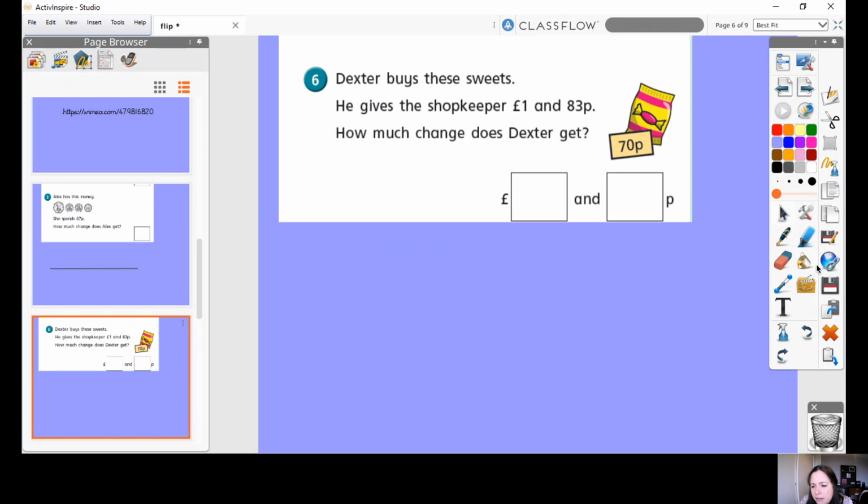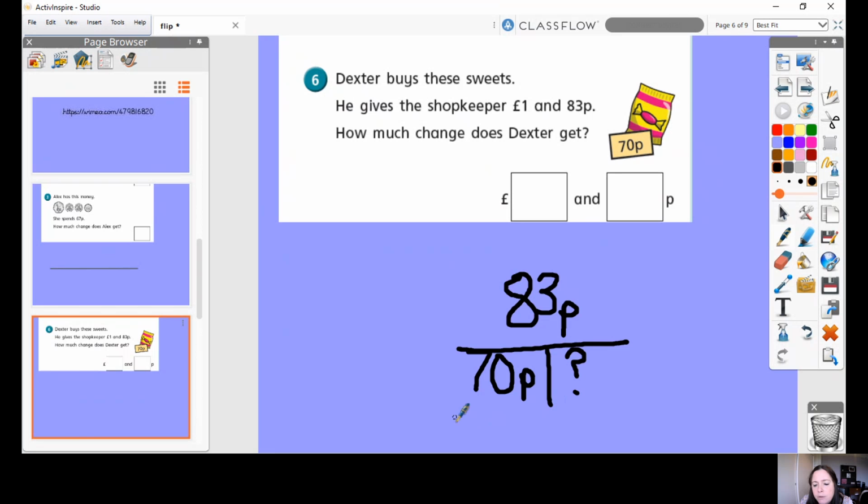So you're looking for, here's our 83 pence that we're going to give. Here's our 70 pence that we've spent, and you need to work out what goes in here. Let's just make our 7 a little bit more obvious. 70p plus something equals 83p. Once you've done that, you can add the amount you've got left over in here, but then don't forget you've got to put something in here as well.